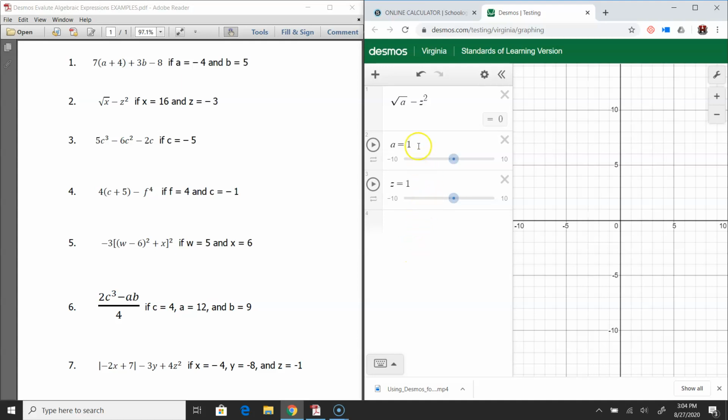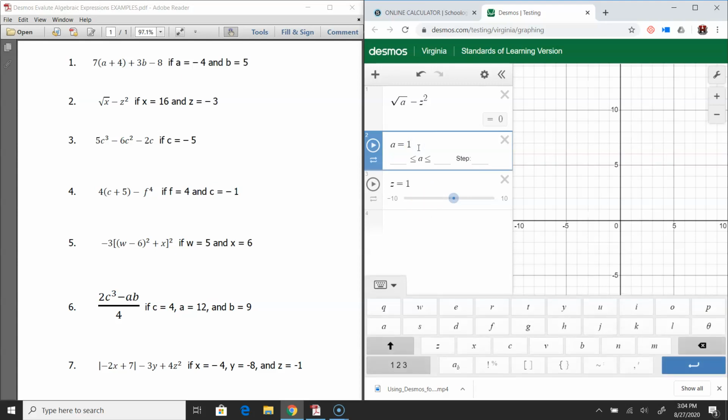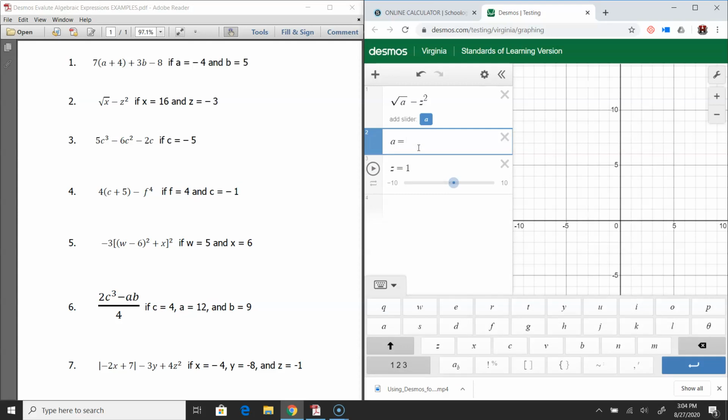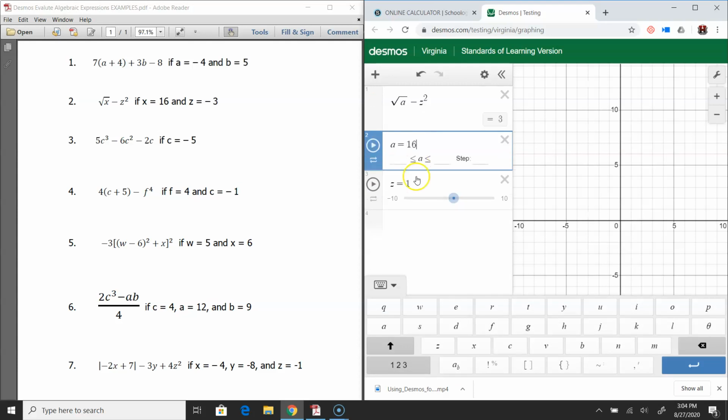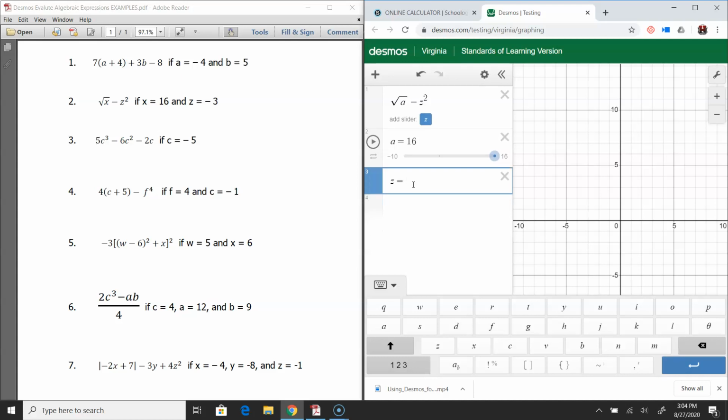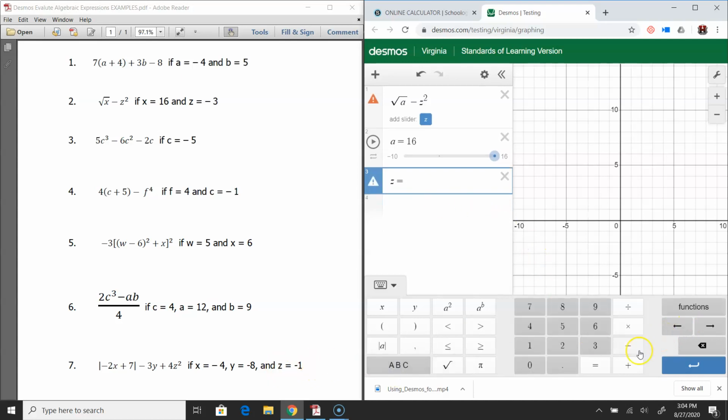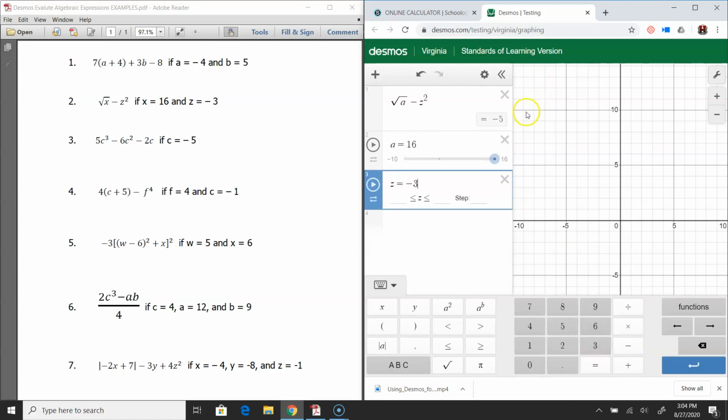All right, so now let's change our numbers. We wanted our x to be 16, which means we want a to be 16. And we wanted our z to be -3. So we're going to put in -3 for z. And then there's my answer, which is -5. I know that's a little bit of a problem for us, that it won't let us use the letter x. But let's just do this: if there's an x in the problem, change it to another letter that isn't in the problem. All right, so -5 would be the answer for number 2.